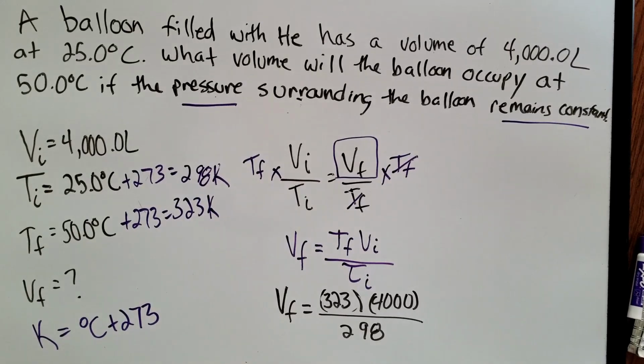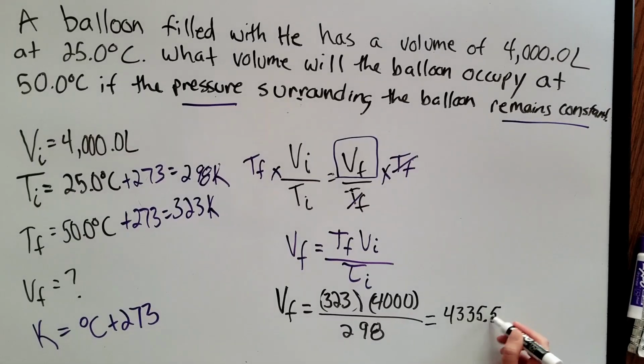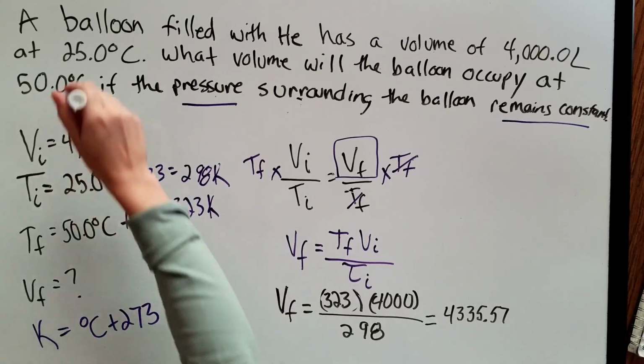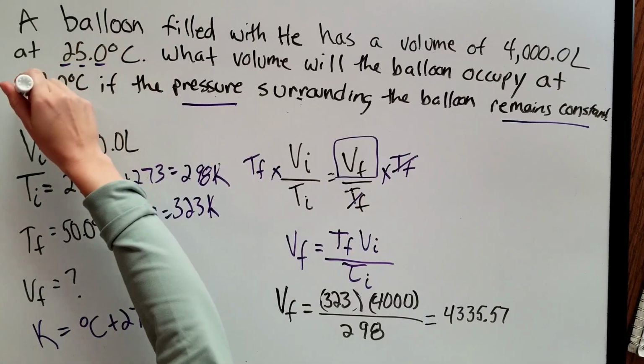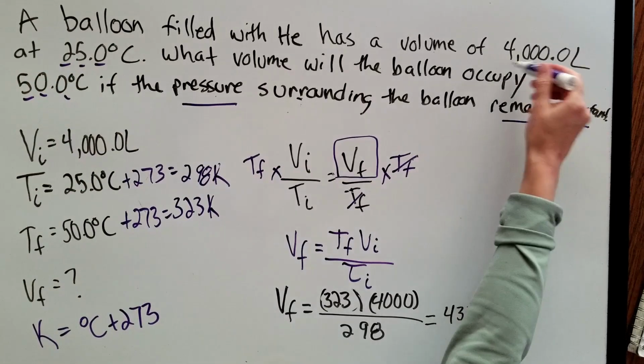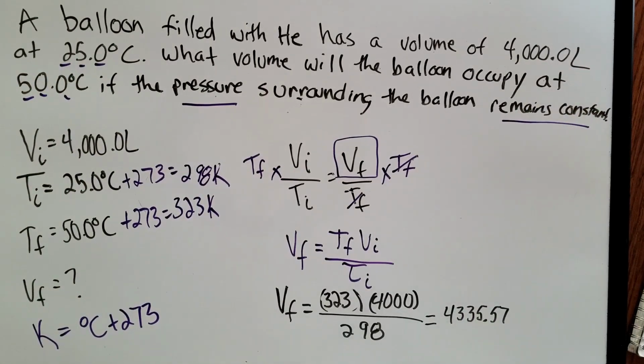Now I expect the volume to go up because the temperature goes up, volume goes up. They're proportional. And I get 4,335.57, etc. Well, let's look at significant figures. So 1, 2, 3 there, 3 there, and then a whole bunch there. So I want 3 sig figs. So 1, 2, 3. So I'm going to stop here.